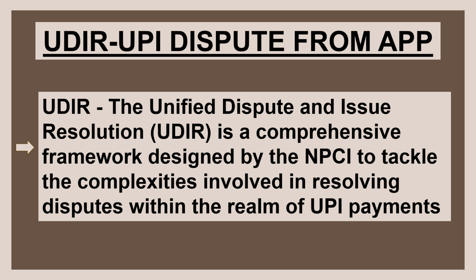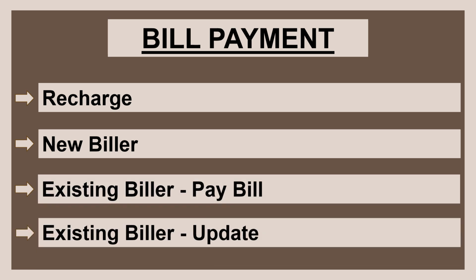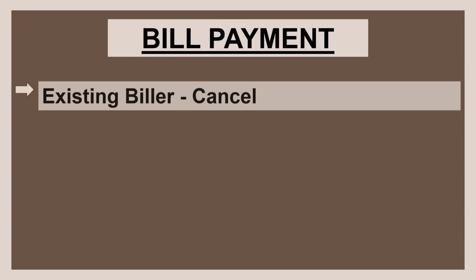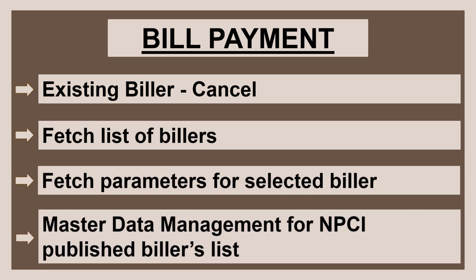UDIR, the Unified Dispute and Issue Resolution, is a comprehensive framework designed by the NPCI to tackle the complexities involved in resolving disputes within the realm of UPI payments. Bill payment, recharge, new biller, existing biller, pay bill, existing biller, update. Existing biller, cancel, fetch list of billers, fetch parameters for selected biller, master data management for NPCI, published billers list.